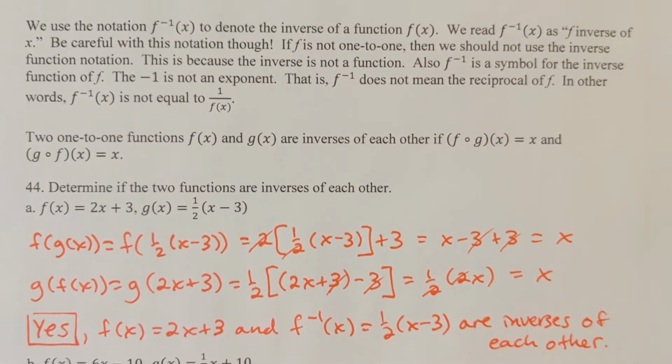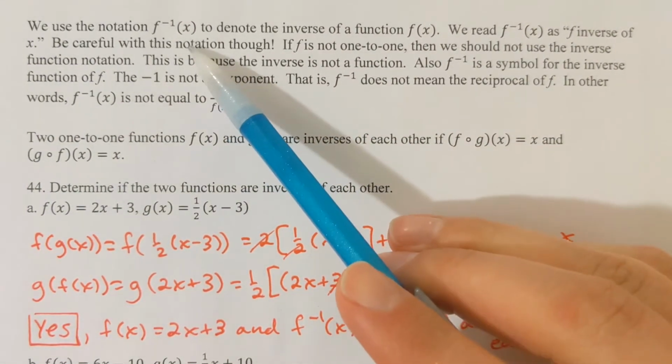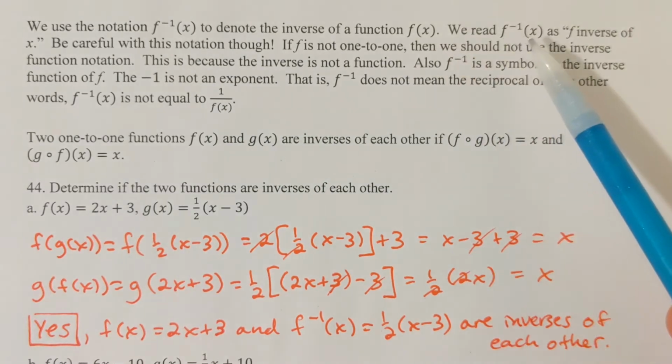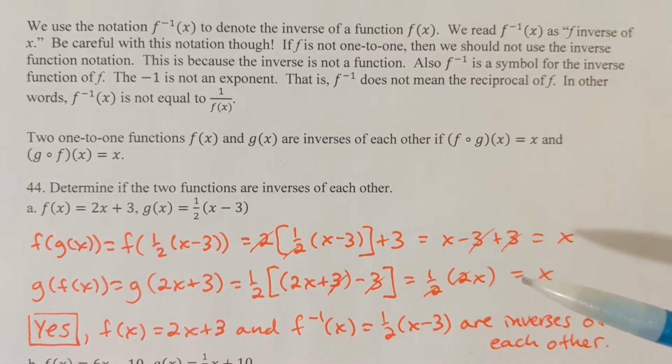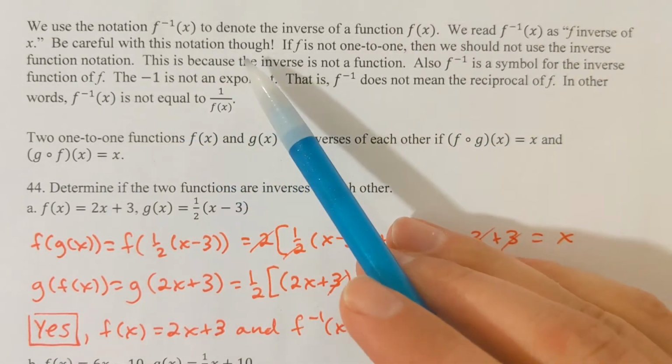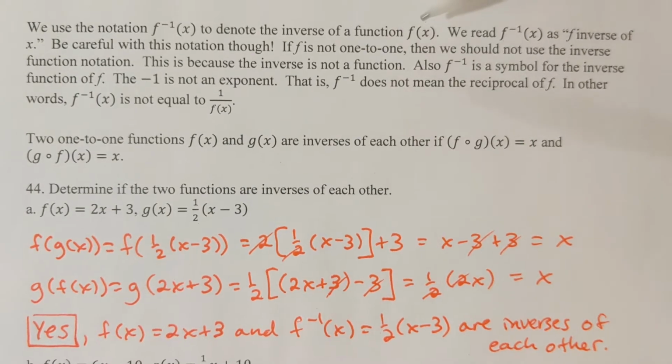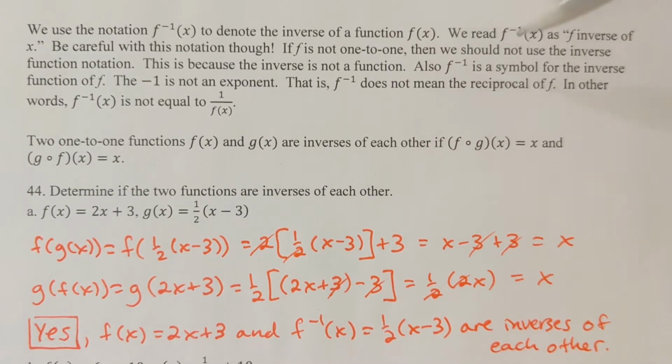Okay, now we use the notation that you see here. We read this as f inverse of x, and we use that to represent the inverse of a function f of x. Okay, be careful with this notation though. If f is not one-to-one, then we should not use the inverse function notation. This is because the inverse is not a function.